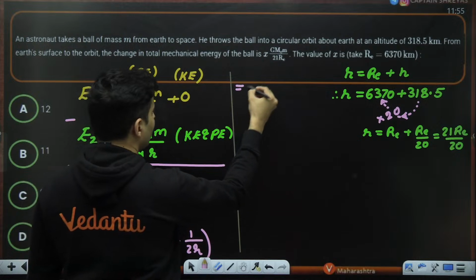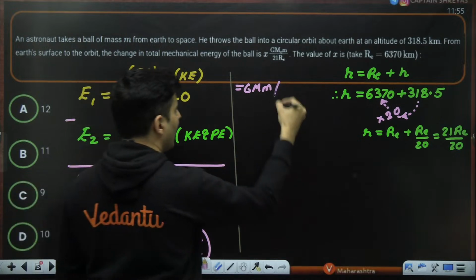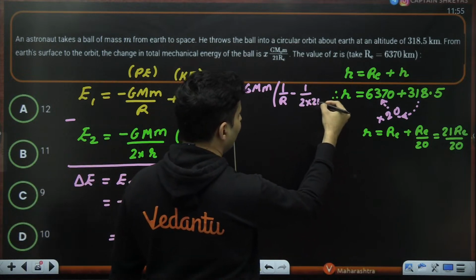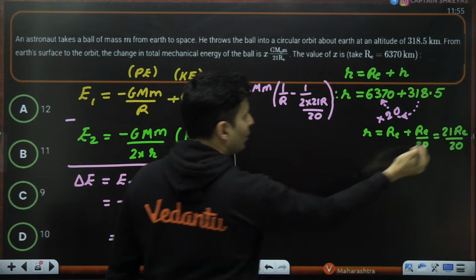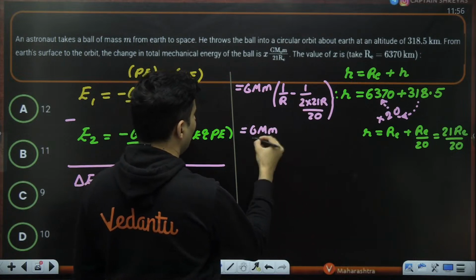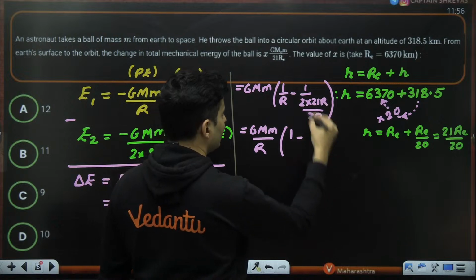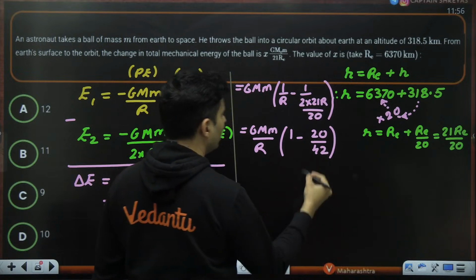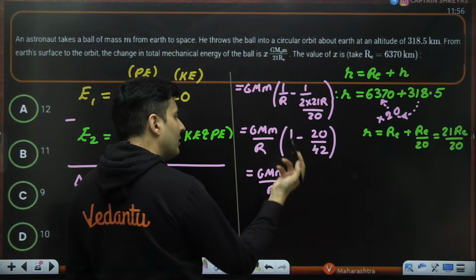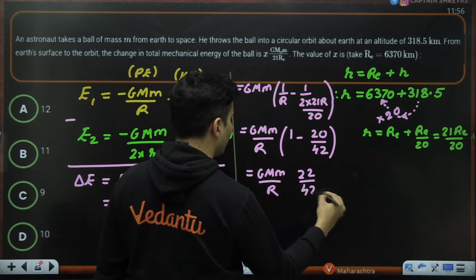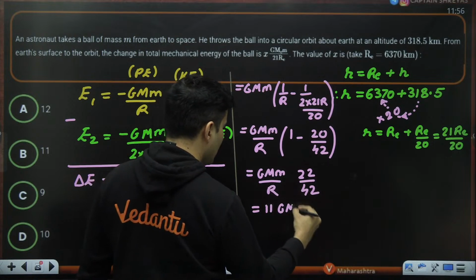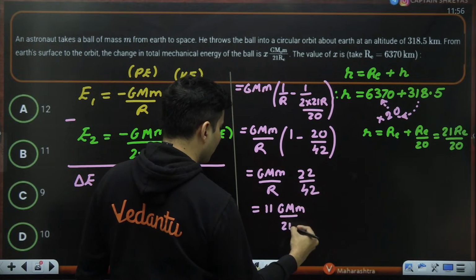Okay, so this will become GMM, 1 by R minus 1 by 2 times small r. That means 2 times 21R divided by 20. 21R by 20, so 20 goes on the top. R also comes outside. So GMM divided by R, 1 minus 20 on the top and this will become 42. So this will become GMM by R, 42 minus 20, which is 22, over 42. So divide by 2: 11 GMM divided by 21R.